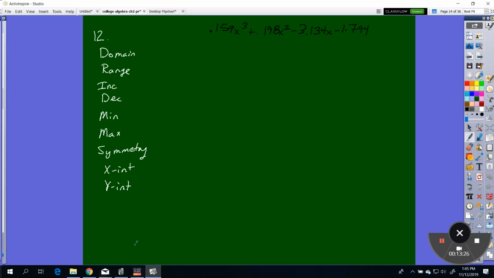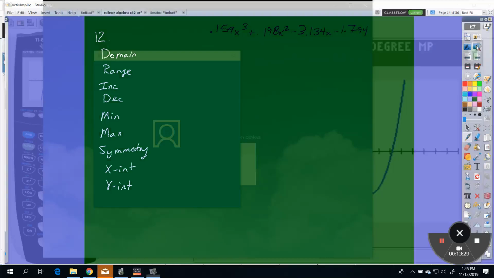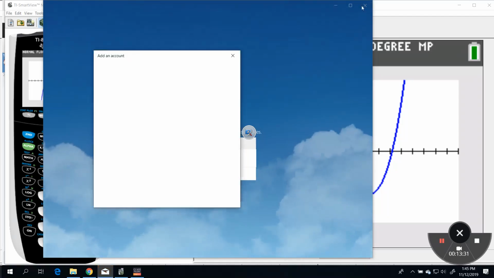So anyways, you can graph that on your calculator. I'll take a picture of it.